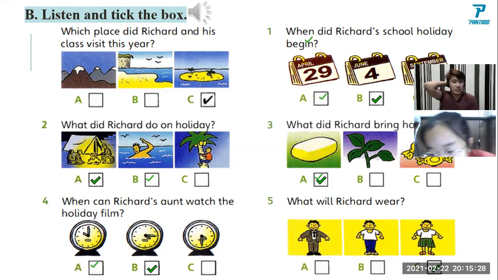And lastly, number five, the answer is shorts. So you're correct there. Okay, number five. All right, so good job, Annie. So anyway, I know it's quite hard. You got 2/5, but it's okay. It's quite confusing. All right, so do you have questions so far?